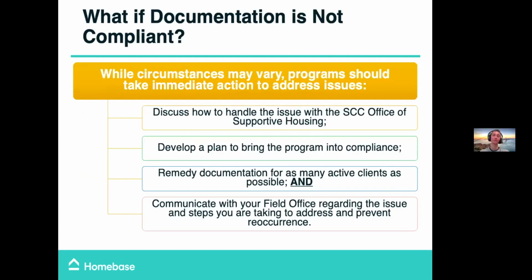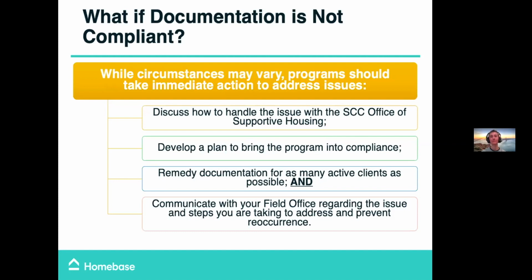So at this point, between two trainings, we've spent more than 5 hours talking about eligibility categories and documentation, and that's just at a basic level. This stuff is really complicated. So it is possible that there will be an instance where a client's documentation is not compliant. Maybe a client was transferred to your project, maybe your agency has taken on a new project. In the event that documentation is not compliant, there are actions that an agency can take to address it.